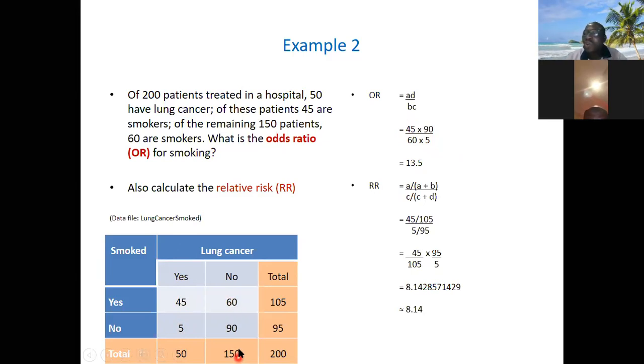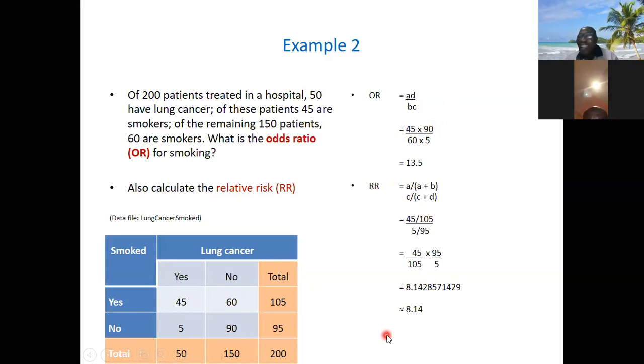For this group, if you want to calculate the odds of smoking among the people that didn't develop lung cancer, the risk of smoking is 60 over 150. The risk of not smoking is 90 over 150. So if you put 60 over 150 divided by 90 over 150, which is the odds, the 150 will cancel the 150. It will be 60 over 90. That's why you see 60 over 90.